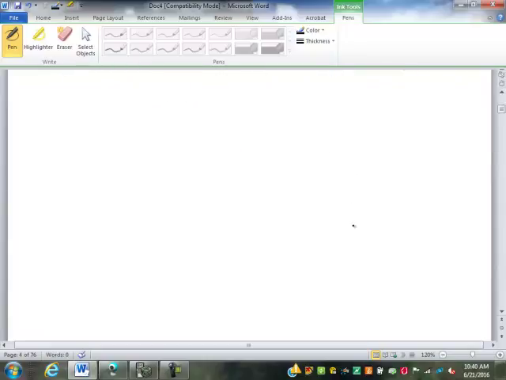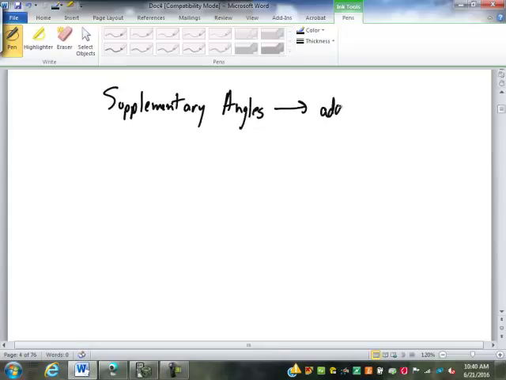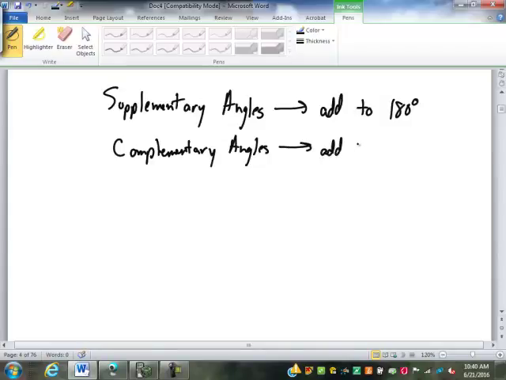Yes? Supplementary angles are only 180 degrees? Supplementary angles add to 180 degrees. Only adding to 180 degrees, yes. They must add up to exactly a straight line. And then the same with complementary angles. They will add to exactly 90 degrees.